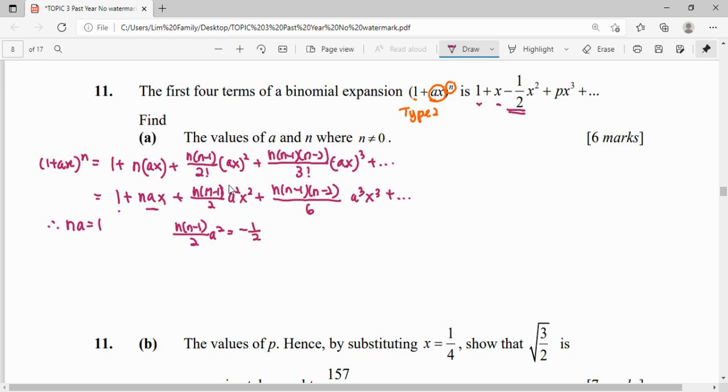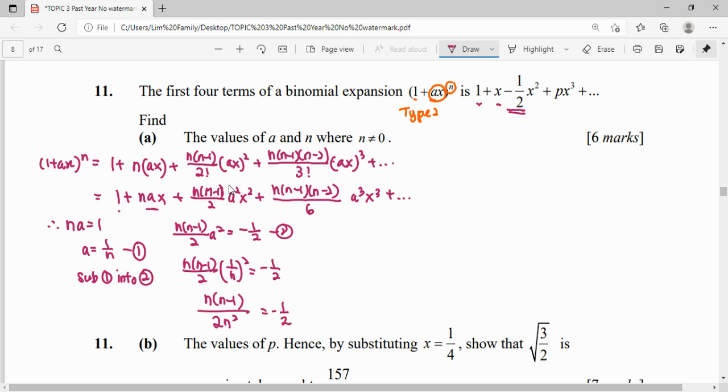So what can we do here? We will do simultaneous equations, where I will let a equal to 1 over n to substitute inside here. So this is our first equation. I will substitute 1 into 2. Then this a will become 1 over n squared. We are going to simplify this fraction. After the squaring, it will become n times (n minus 1) over 2, over n squared, equals to negative 1 over 2. Then we can cross multiply and simplify.